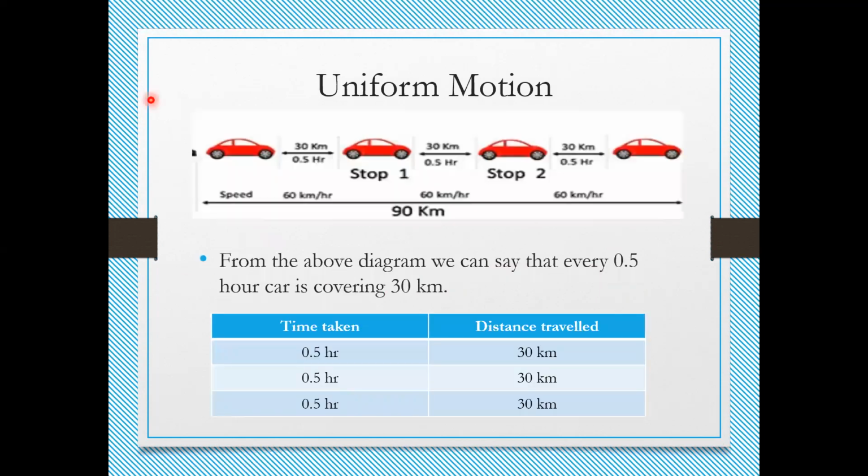Now let us see an example of uniform motion. As you can see in this given diagram, a car is covering 90 km. It is covering 30 km in every half an hour. From the diagram, you can see that a car is covering a total of 90 km. How? It is covering 30 km in every half an hour. So time taken is half an hour and the distance traveled is 30 km. Every time it is covering 30 km in half an hour.